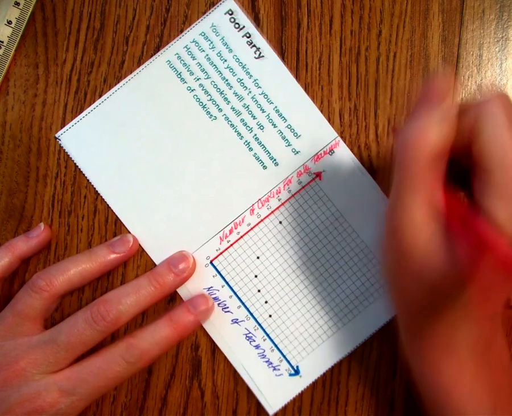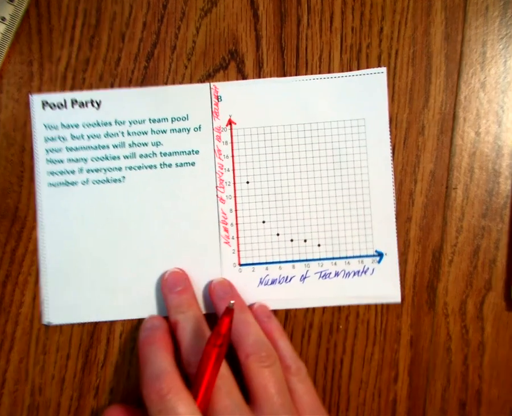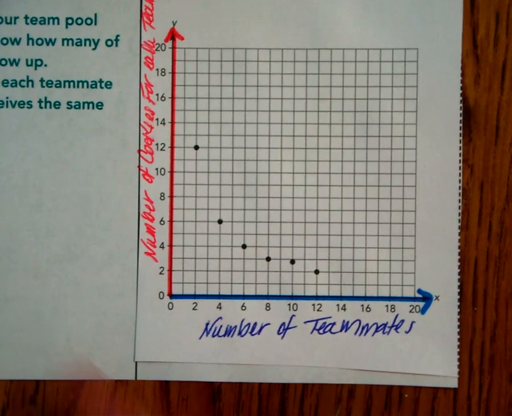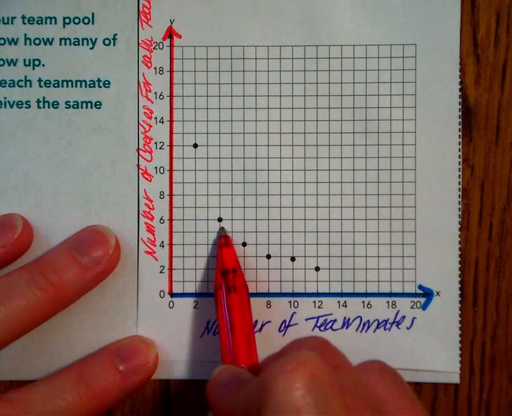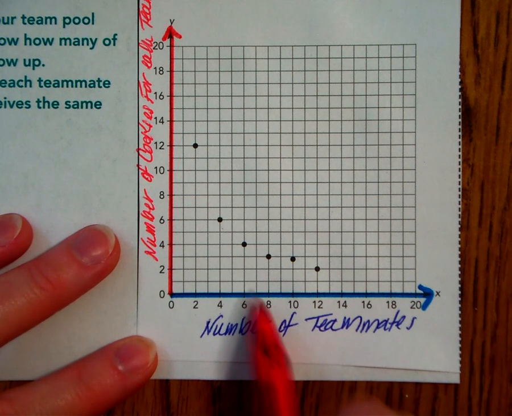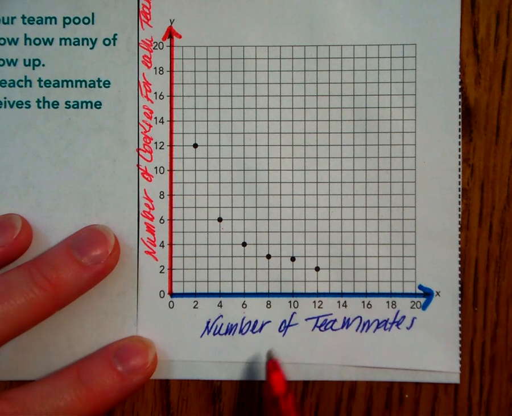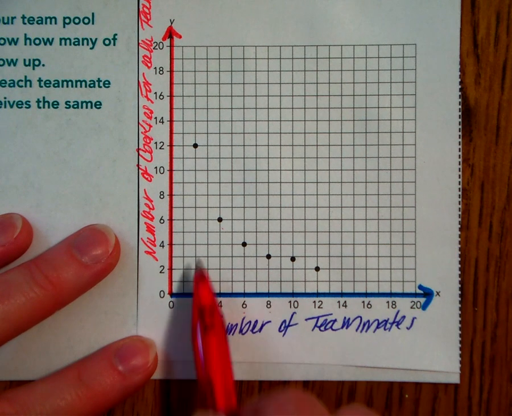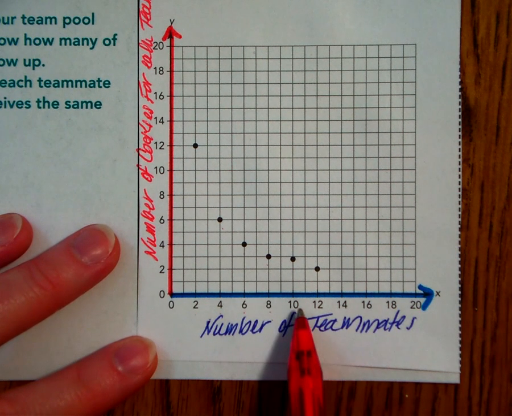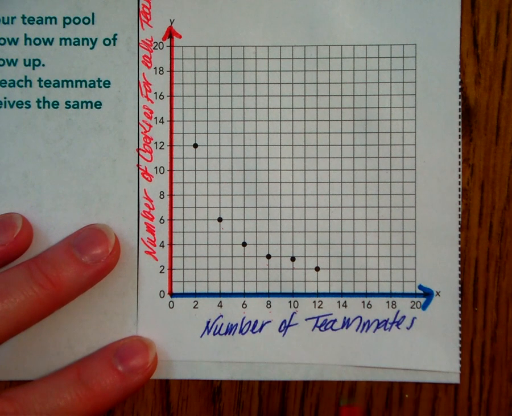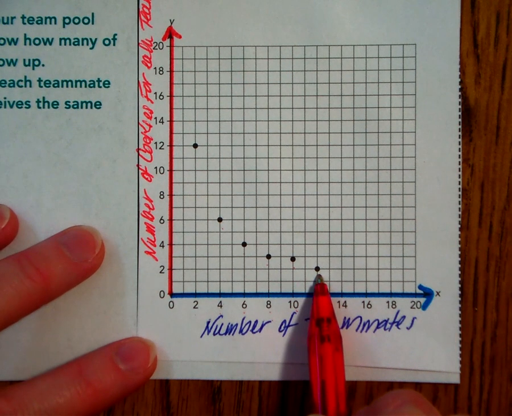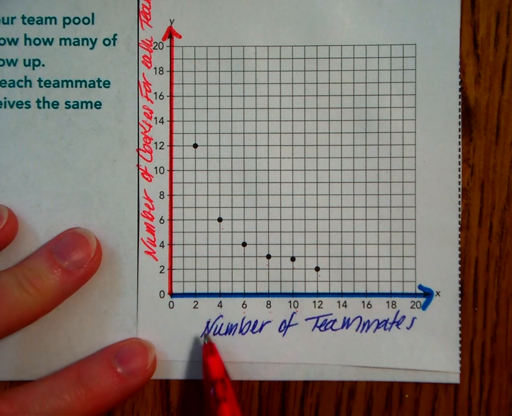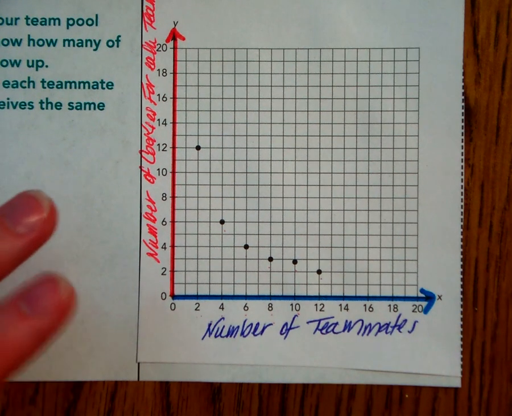Oh, I ran out of space. So again, 2 teammates show up, they each get 12 cookies. 4 teammates show up, they each get 6 cookies. That still adds up to 24 cookies. 6 people show up, they each get 4 cookies. That's still 24 cookies. 8 people show up, they get 3 cookies. That's still 24 total. 10 people show up, they get just under 3 cookies. They're splitting cookies. 12 people show up, they each get 2 cookies, which seems like a more reasonable portion than 12 cookies. Most people are not going to sit down and eat 12 cookies.